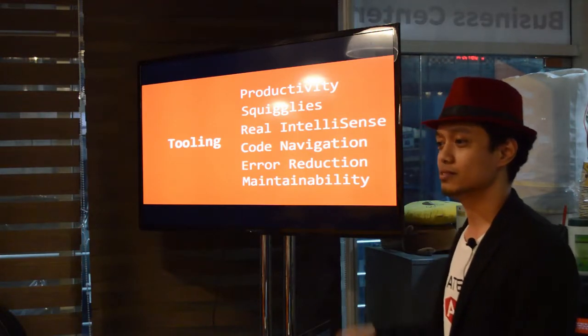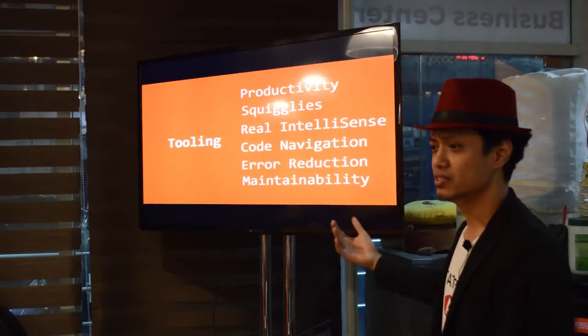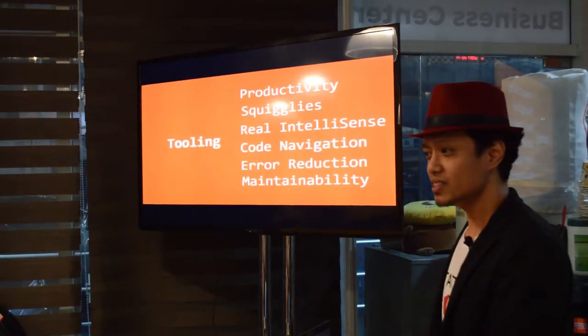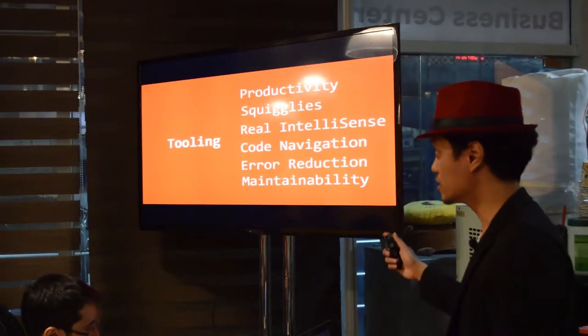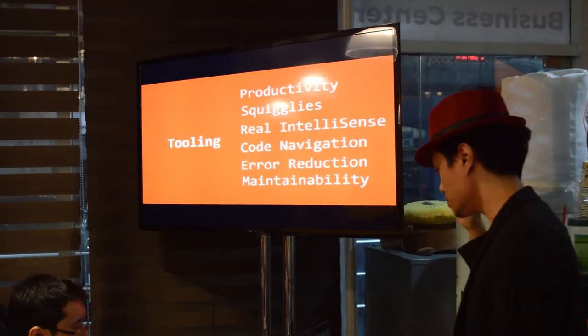50,000 lines of code. But imagine, let's say Facebook, it has, I think, 7 million lines of code. Imagine that in JavaScript. It's hard to read, and it's hard to maintain. So this is TypeScript. These are the tooling that TypeScript can give to you.